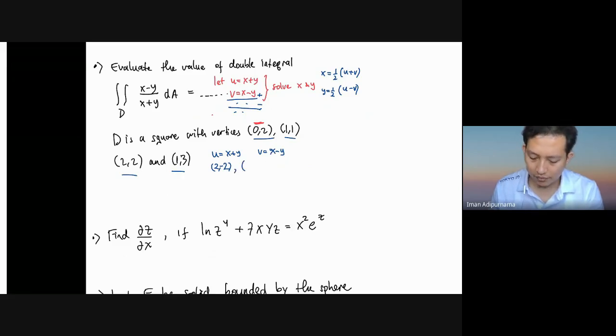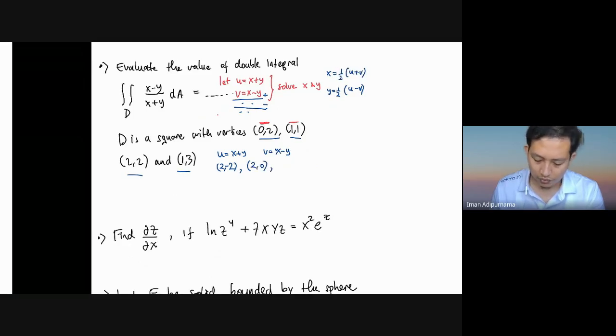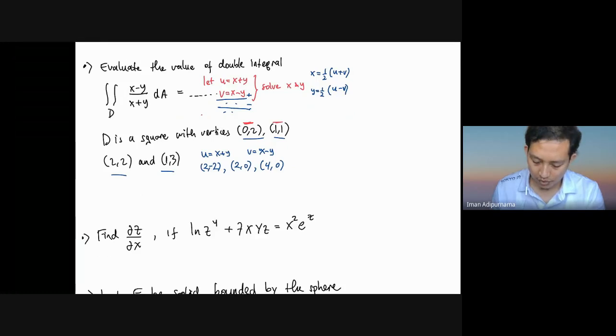And then start from 1, 1, it's 2 and 0. Okay. And then 2, 2 is 4 and 0. Okay. And the last one is 1, 3. 1 plus 3 is 4. 1 minus 3 is negative 2. So this is our new coordinates for u and v.